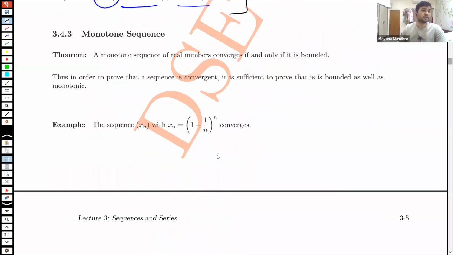Next up, we have monotone sequences. What are monotone sequences? A monotone sequence of real numbers converges if and only if it is bounded. So this is an important theorem, but it applies to monotone sequences. The word monotone means it keeps on increasing or decreasing. So if a sequence only keeps on increasing or it only keeps on decreasing, it is called monotone. And if the sequence is monotone plus bounded, then it has to converge.